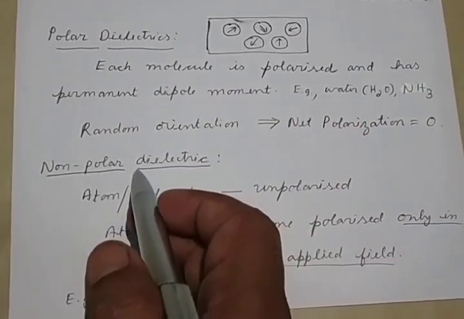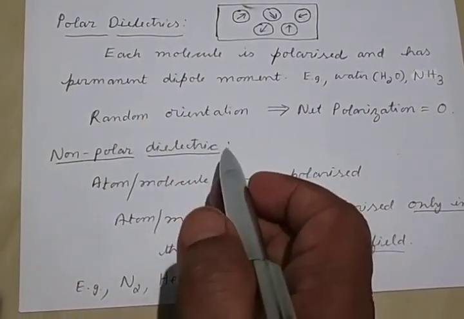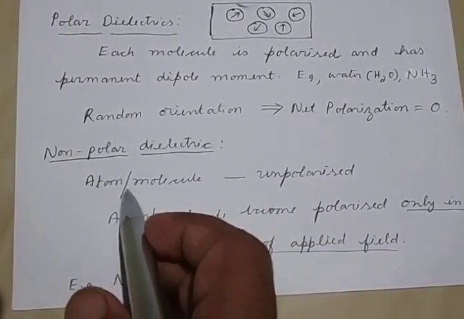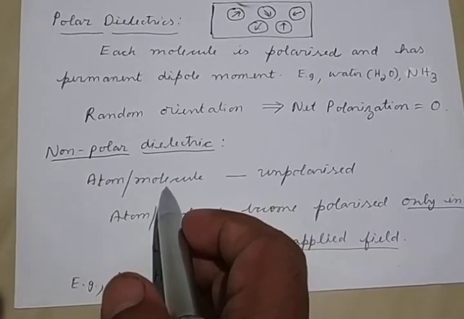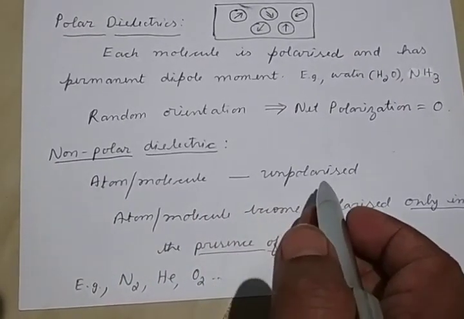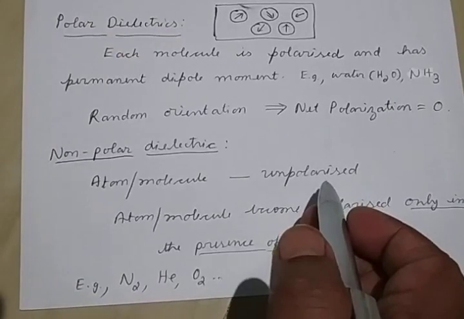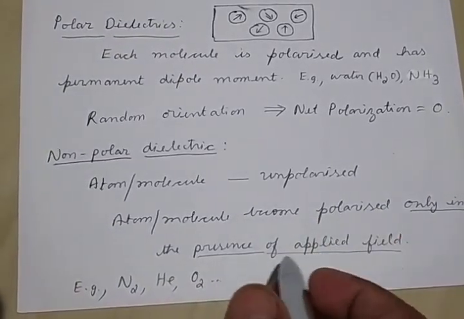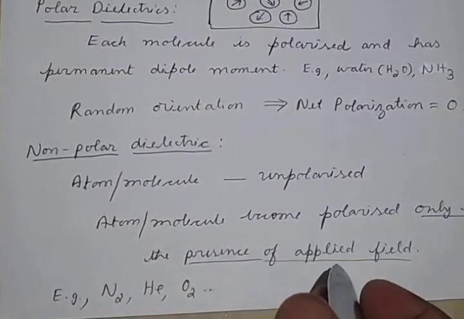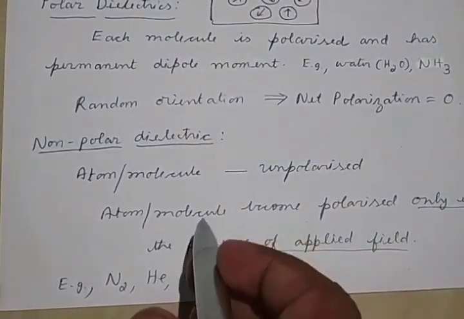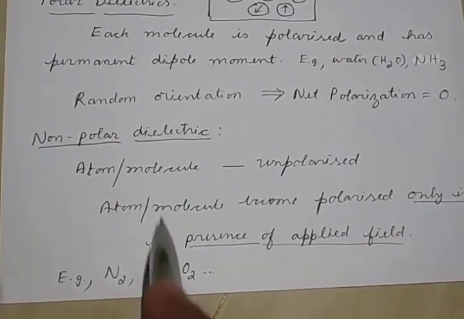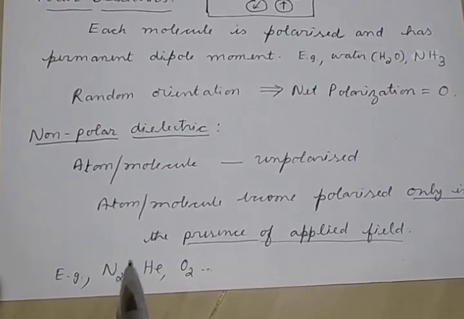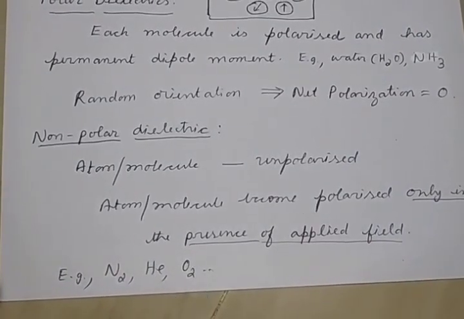Now let us see the next type of material, that is non-polar dielectric. In this non-polar dielectric we find that every atom or molecule is unpolarized, that is, it is neutral. So the atom or molecule can become polarized only in the presence of the applied field. Only when we apply the external field can the atom or molecule become polarized. So that is what a non-polar dielectric is. Examples are nitrogen, helium, oxygen, like this.